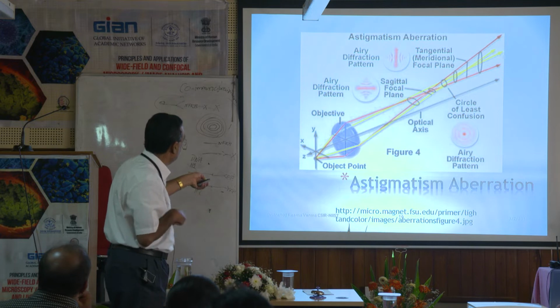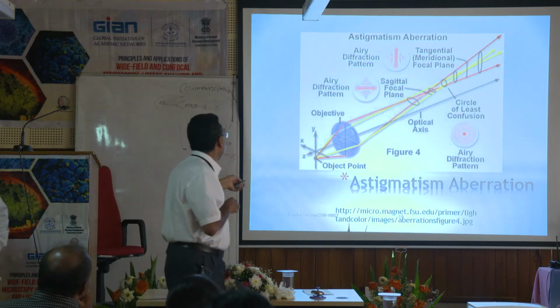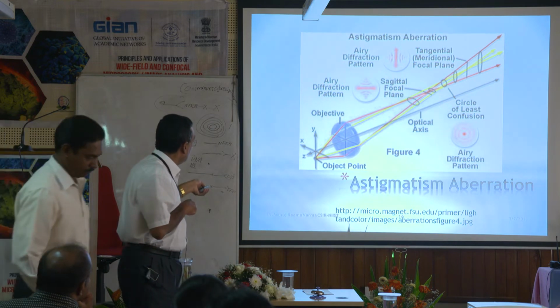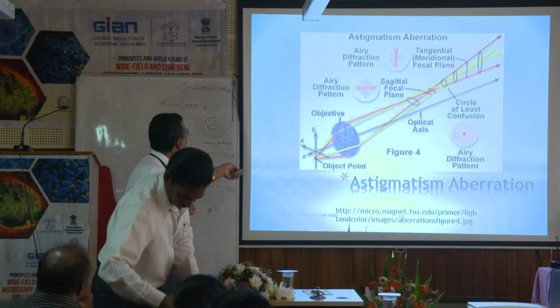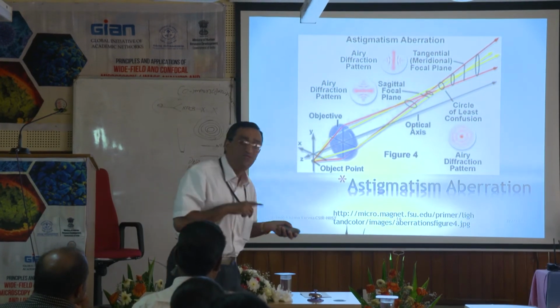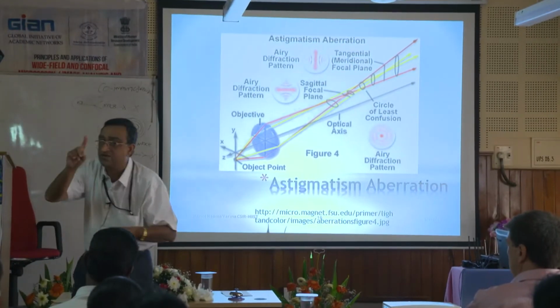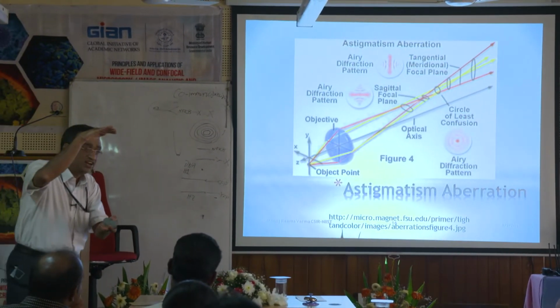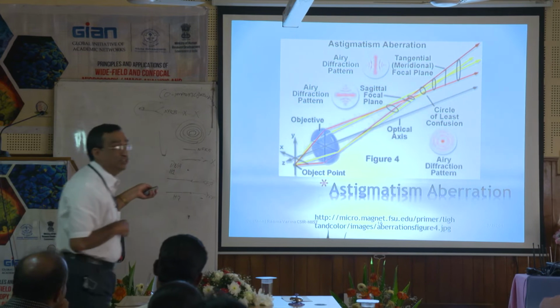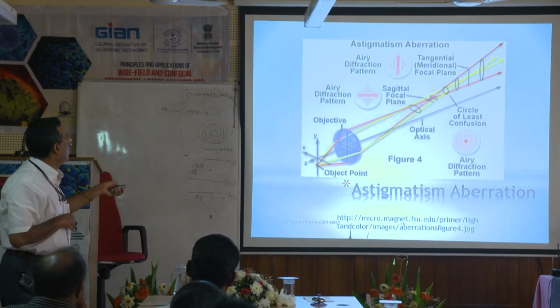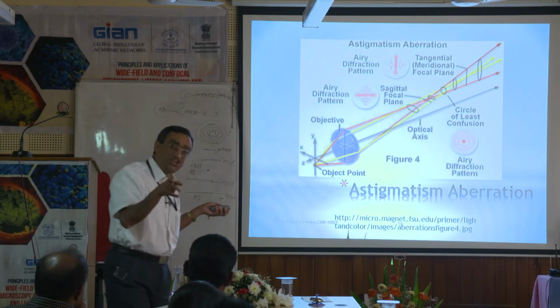Sorry, I missed it. The other one is called the sagittal focal plane. For the horizontal rays, it is the tangential focal plane, and for the vertical ones, it is called the sagittal focal plane. So you have two different focal planes for horizontal extreme rays and vertical extreme rays, and in between you have a plane called the circle of least confusion.